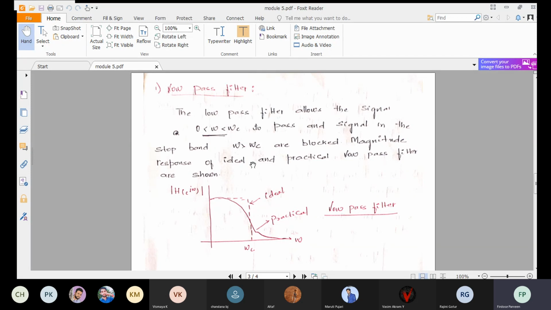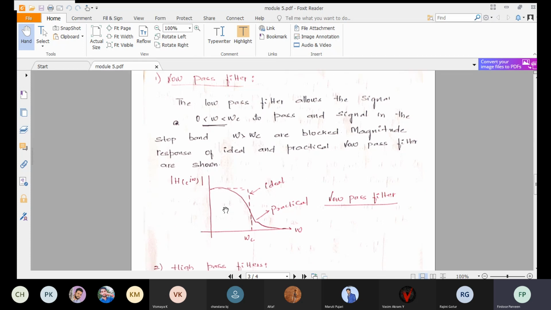So magnitude response of ideal and practical low pass filters are shown. Ideally it should be like this, but practically the response will be in this way. So the frequency response within the cutoff frequency, if it is passed, it is called a low pass filter, and it blocks the response above omega c, above the cutoff frequency. So this is called the low pass filter.